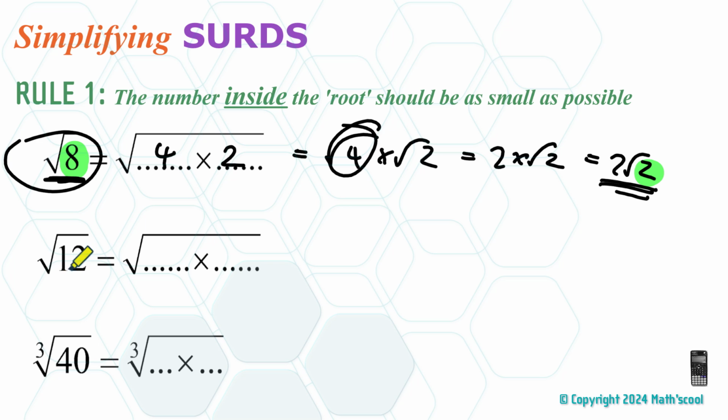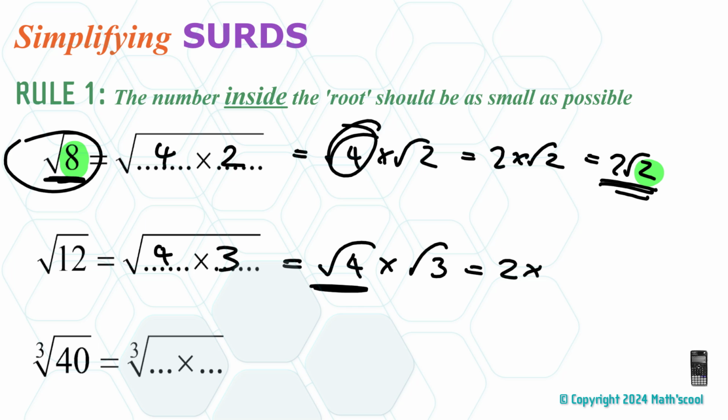Okay, let's do this one. Do 1, 4, 9, 16, 25, 36. Well, it's only going to be 4 again. So 4 times 3. So that's going to be root of 4 times root of 3. Root of 4 we know is 2. So 2 times root of 3, which is 2 root 3. Again, we've reduced the number inside the square root, so that's considered to be simplified. If you left your answer like this in the exam, you'd lose marks.